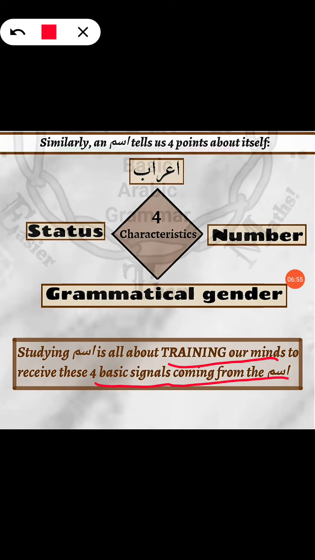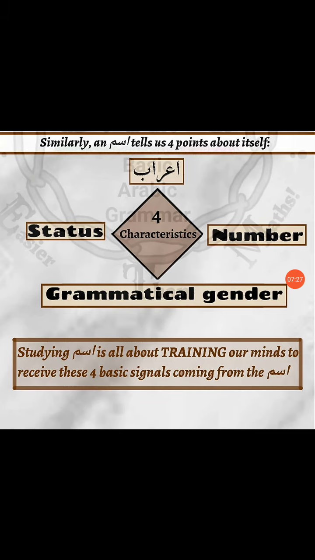All right, so for example, if this is a word, this is an ism, this is an ism, another ism. So every ism, each of these asma, is going to present or give out four signals about itself. And what those four signals are going to be: they're going to be about their i'rab, number, grammatical gender, and status. And in the beginning lessons, we have to train our minds to receive these basic signals.